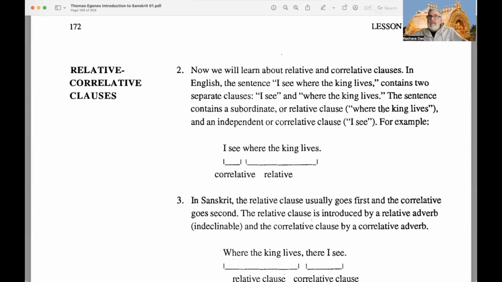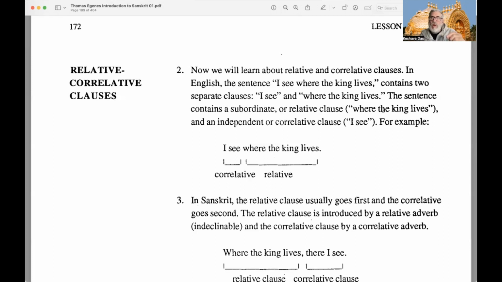If I just say "where the king lives," what do you mean, where the king lives? It doesn't really stand by itself. It needs something else to go with it, right? So that's why it's called relative. It's relative to the other one, or subordinate to the other one, because the other one is the primary clause. So we have different clauses in a sentence. One of them is going to be the primary one that stands by itself, and the other ones relate to it. So that's why they're called relative and subordinate.